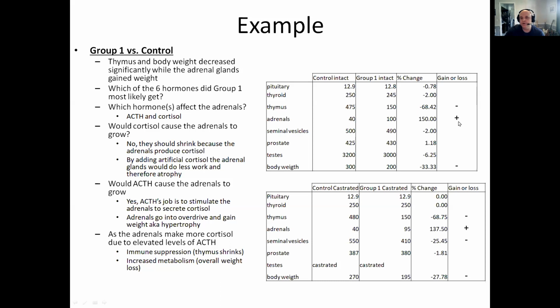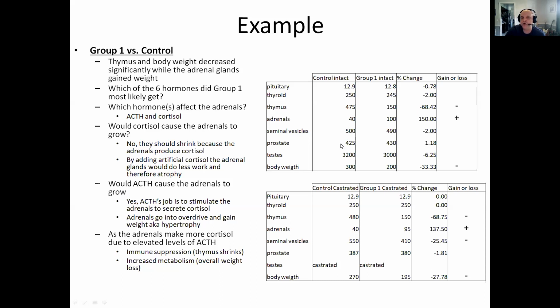However, the negative here and the negative here are consistent with cortisol secretion. So if there's lots of cortisol, right, we should expect body weight loss and immune suppression, okay? But we wouldn't expect cortisol injections to lead to a growth in the adrenal gland. So our only other culprit is adrenocorticotropic hormone, which is secreted by the anterior pituitary. And what's its job? Its job is to stimulate the adrenal glands to produce cortisol.